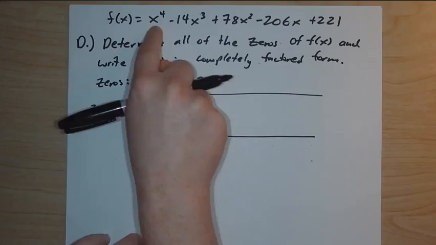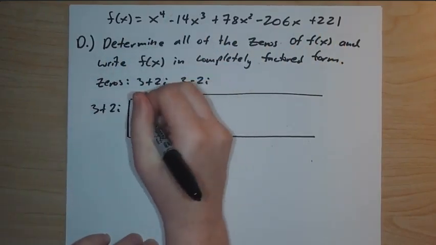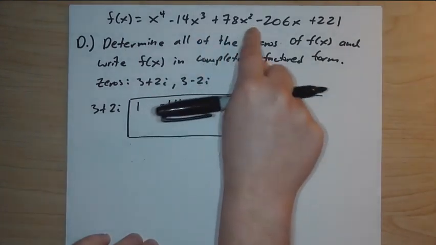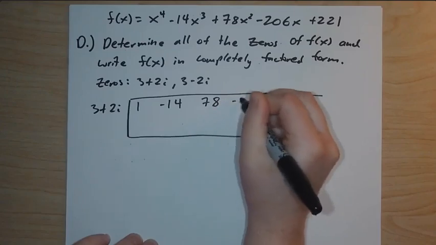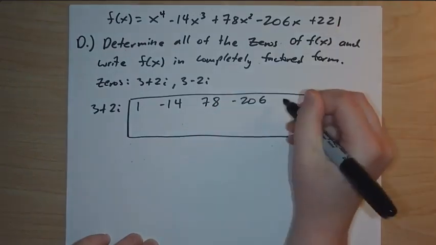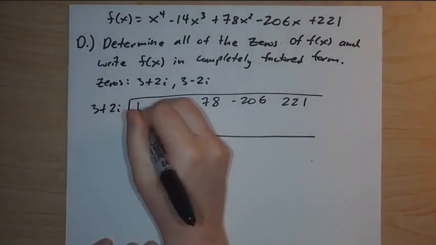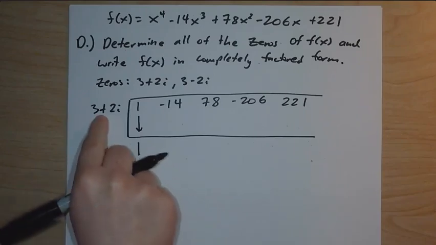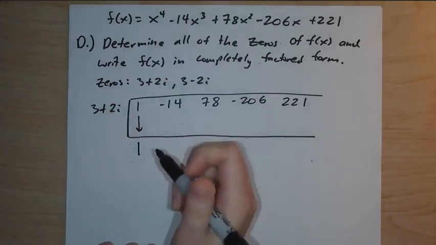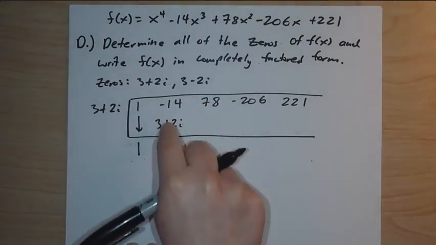We're going to write the coefficients of our function up here. So we have 1, negative 14, 78, negative 206, and then positive 221. Just like any other synthetic division, we bring down the first number, multiply it by our number here. 1 times 3 plus 2i is 3 plus 2i. Then we add these two numbers.